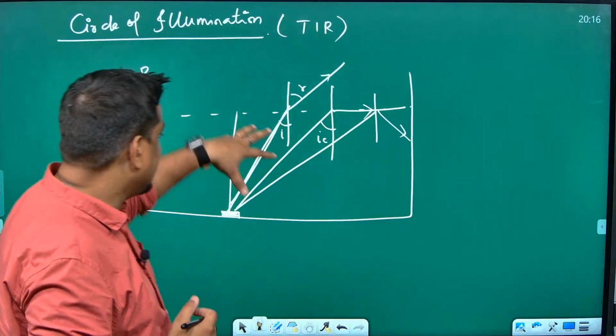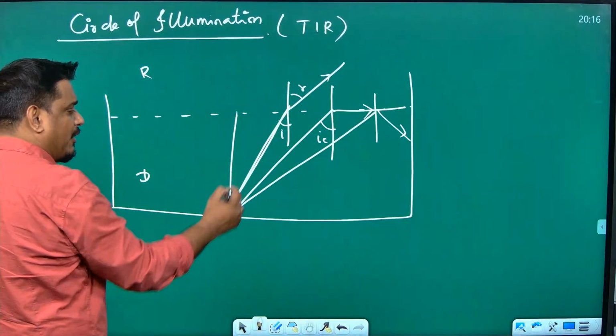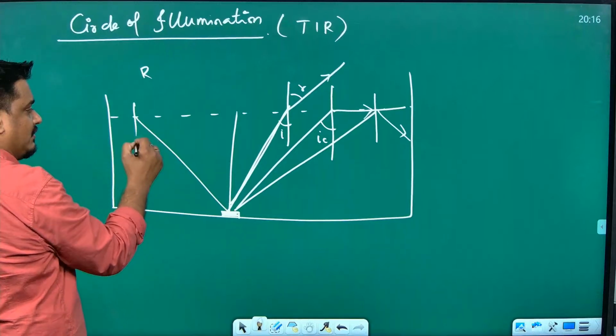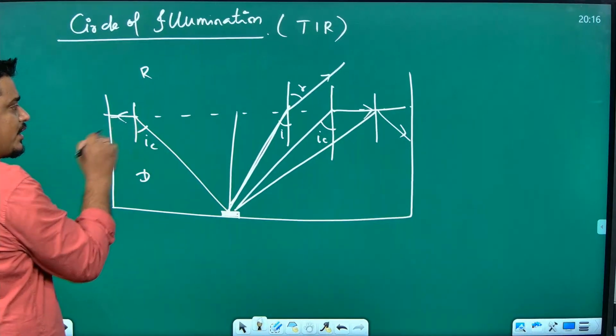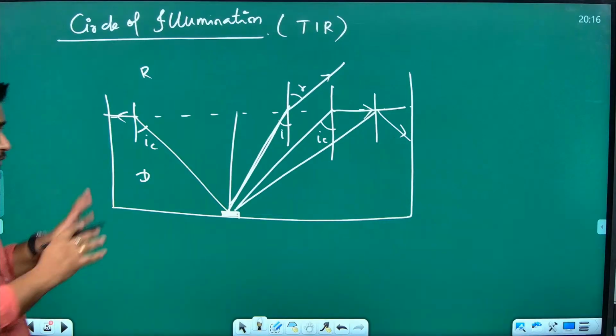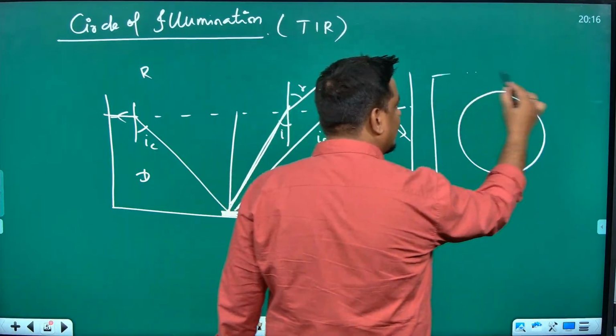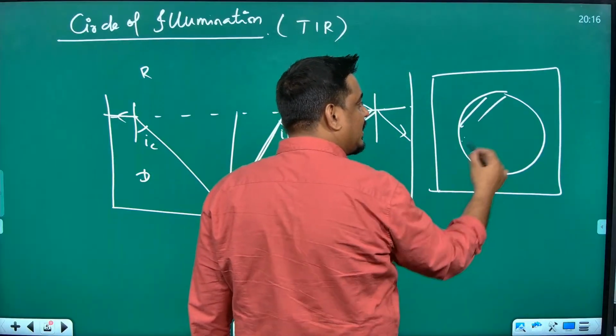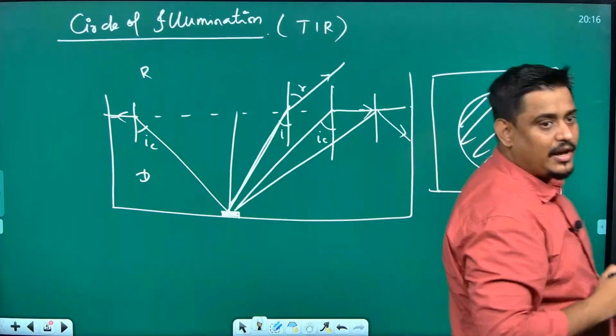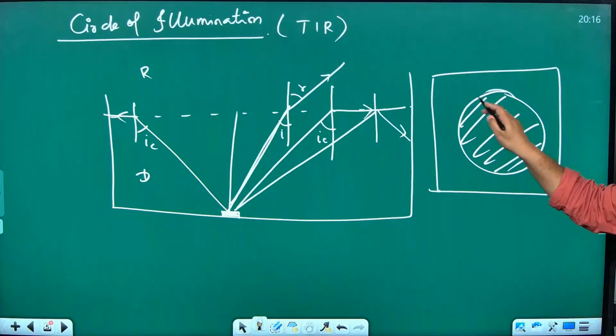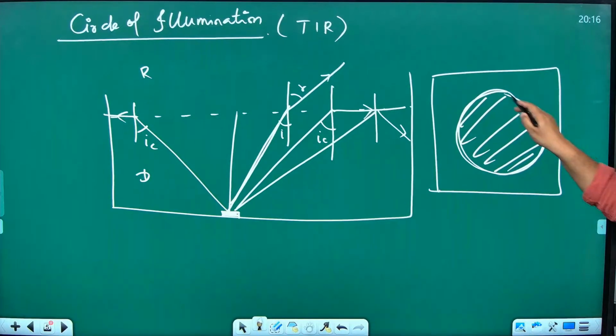Moreover, imagine this thing will happen in all directions, right? Here also it will happen. If it is the critical angle IC, it's going to undergo grazing. So if you see from the top view, it will look like this. So this is a swimming pool. You will be seeing a circle of illumination. And what is this circle? Its boundary is the grazing boundary. Are you getting my point, what I am trying to say?